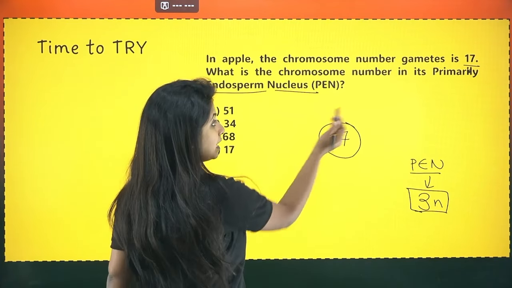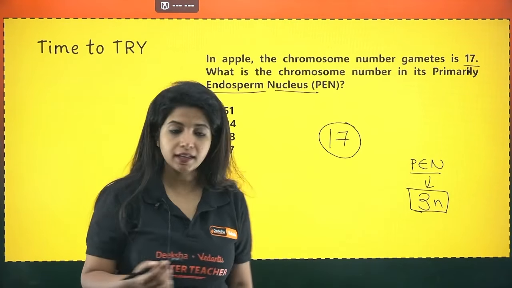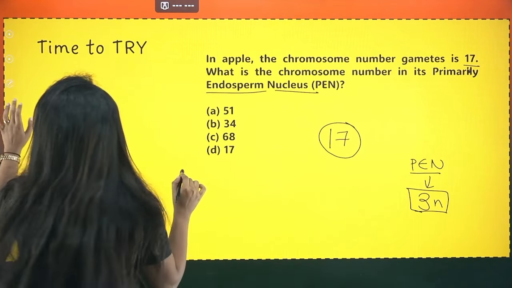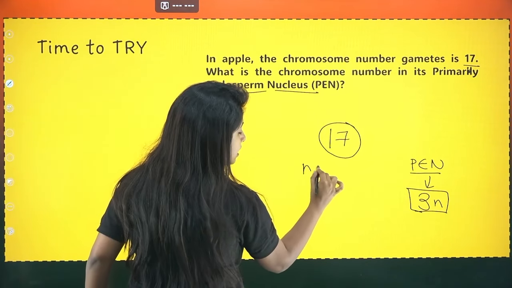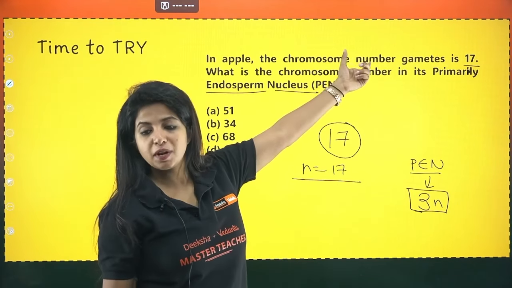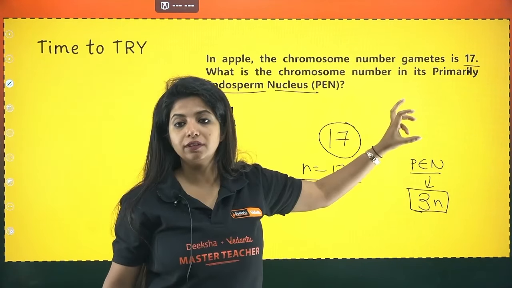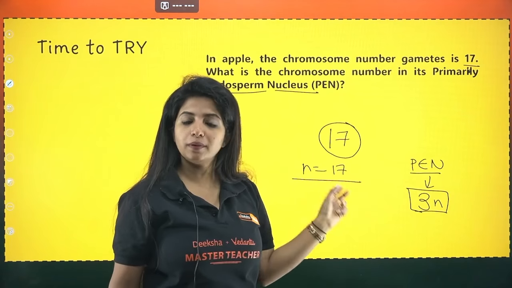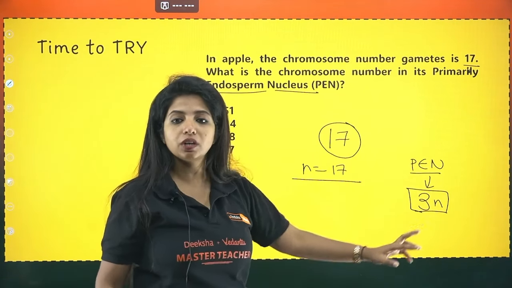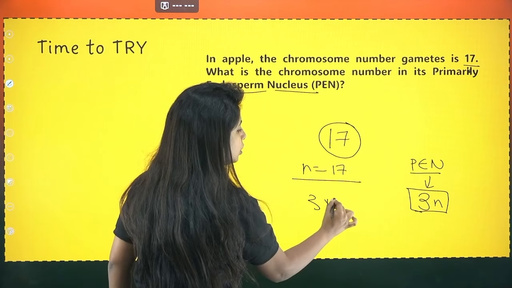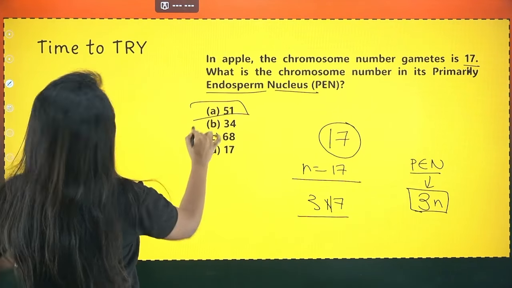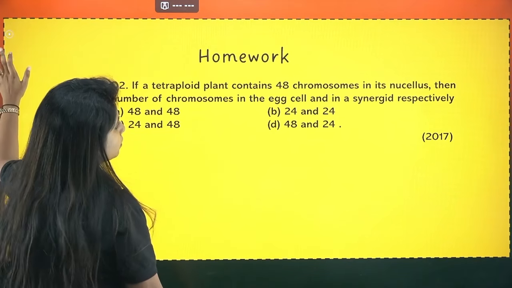If N is the number in gametes, we have a haploid thing. Gametes will always contain haploid only. So if N equals 17, how did I get that? Because clearly it's mentioned that the chromosome number in the gametes is 17. In the gamete, obviously it is going to be haploid, the least amount. So I am assuming N is 17. What is going to be 3N? 3 into 17, and your answer is going to be 51.